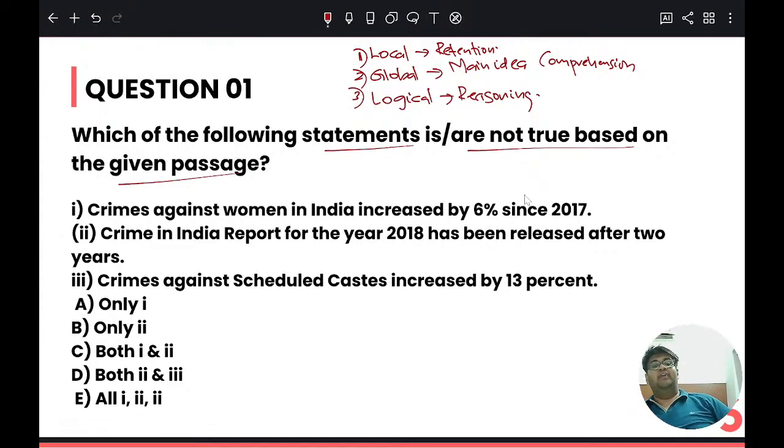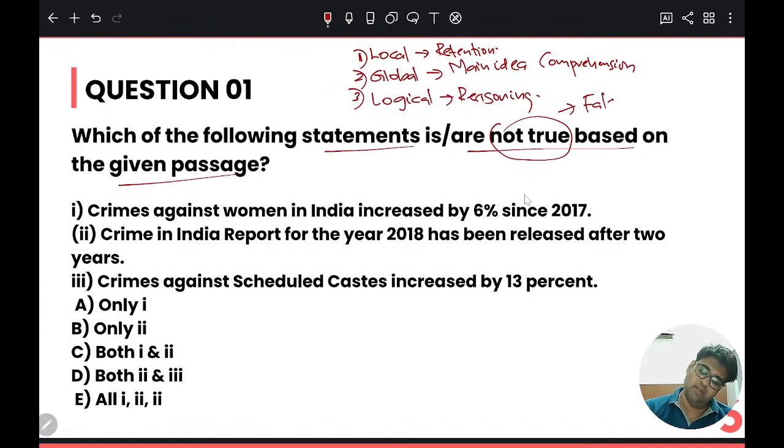Now let's look at it. Which of the following statements is or are not true? Not true means false based on the given passage. So there is something given here, and based on the passage, this is false. This is not right information. I have to pick it.